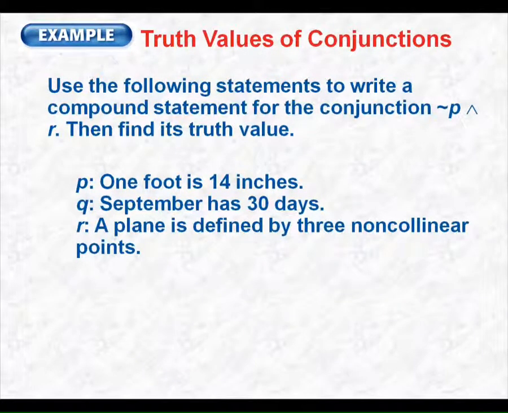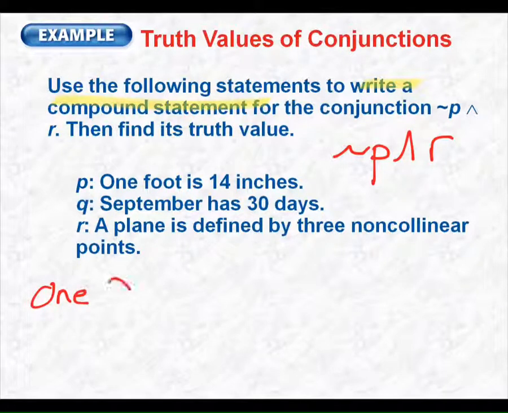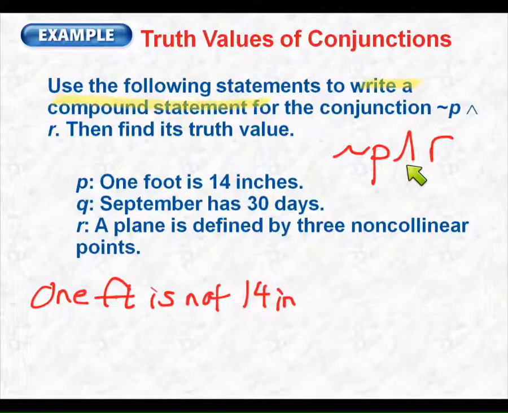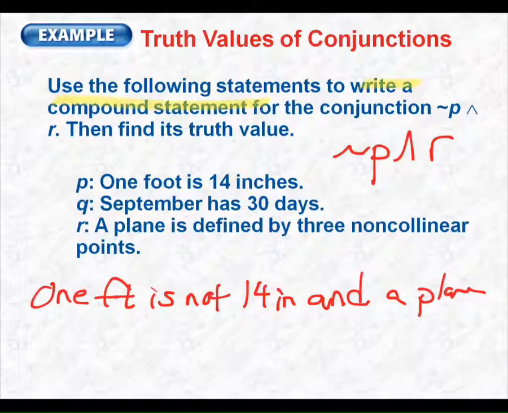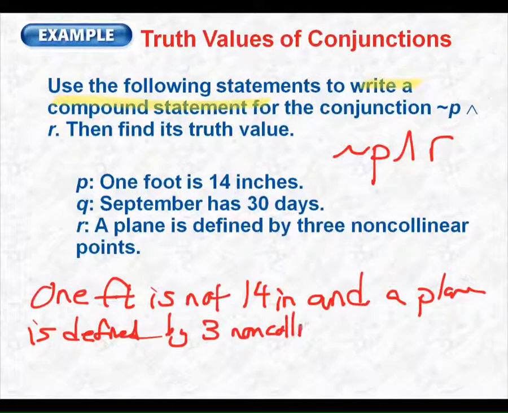But now it tells me, write the compound statement for this conjunction, and I'll write it bigger. I have to write the statement for this. The negation of P would look like what? It'd be 1 foot is not 14 inches. So I would say 1 foot is not 14 inches. And this symbol stands for the word and. And statement R says a plane is defined by 3 non-collinear points.